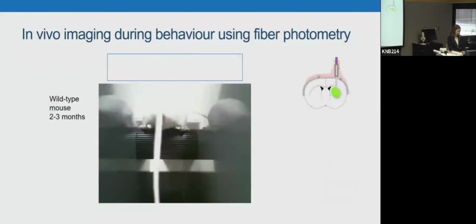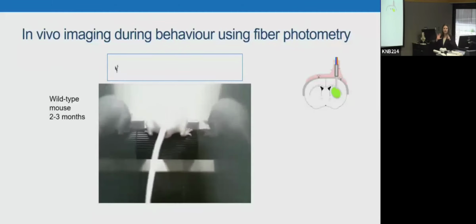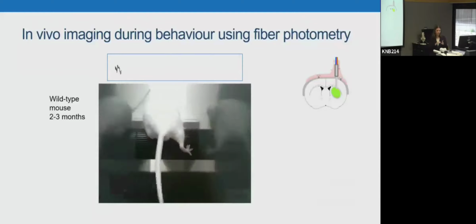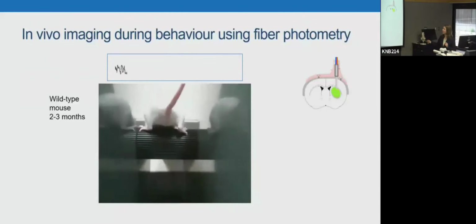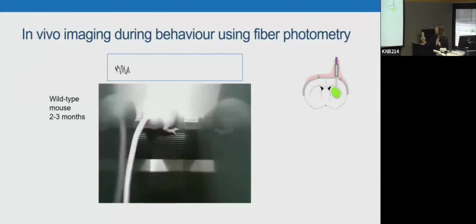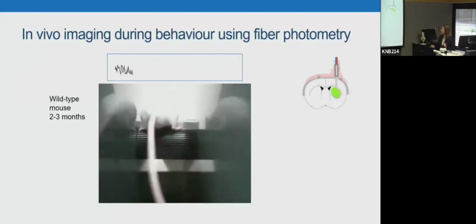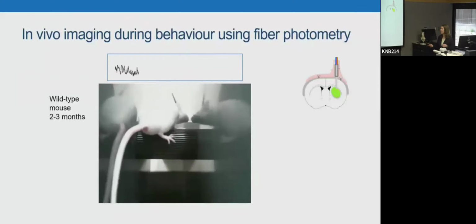So here's an example of what this looks like in vivo. This is the back view of a mouse performing the rotarod. And then this is live GCAMP activity in the brain at the same time. Again, this is in the striatum, and this is a wild type, one of the young wild type mice from the young group.